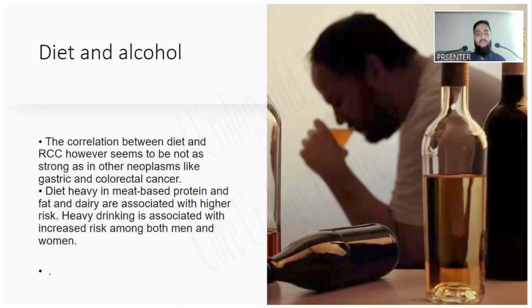Diet and alcohol: the correlation between diet and RCC, however, seems to be not as strong as in other neoplasms like gastric and colorectal cancer. Diets heavy in meat-based protein, fat, and dairy are associated with higher risk. Heavy drinking is associated with increased risk among both men and women.